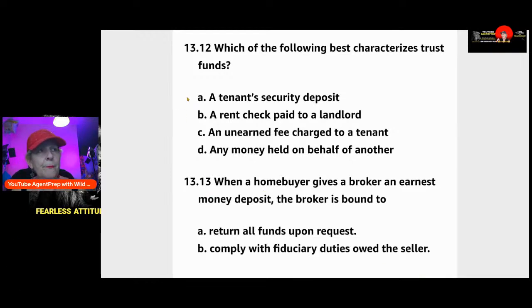Which of the following best describes trust funds? What are trust funds? When are they used? How are they used? A, a tenant security deposit. B, a rent check paid to a landlord. C, an unearned fee charged to a tenant. Or D, any money held on behalf of another.